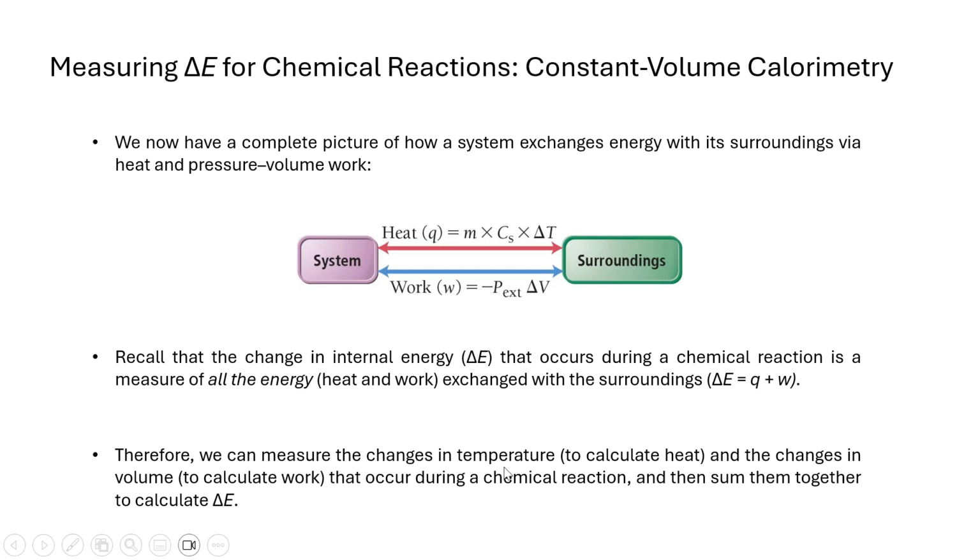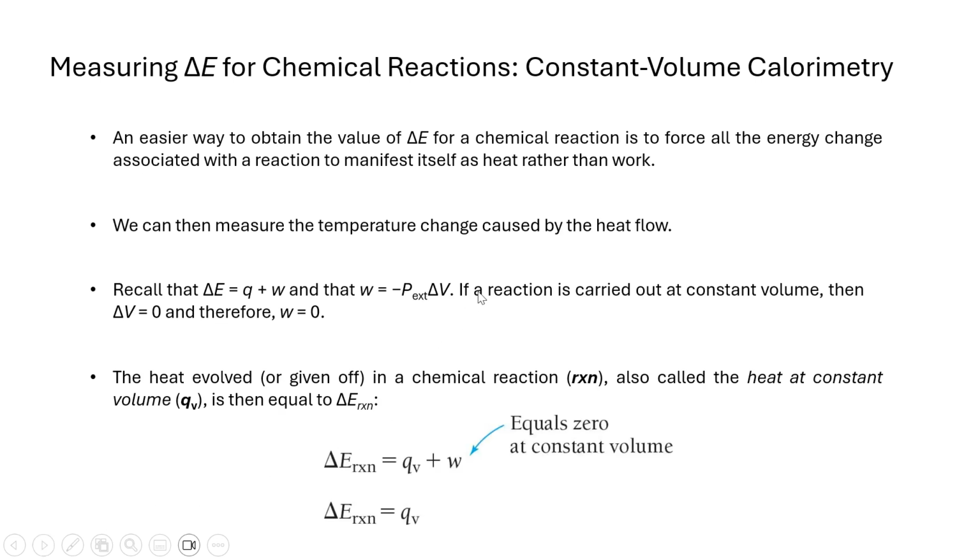As a result of that, we can measure the change in temperature and the change in volume in a chemical reaction. Right? And then you can just sum all of those together to calculate delta E. Okay? So it's actually a lot easier to calculate only one of them, right? Because when you have both heat and work going on at the same time, it's really hard to measure both of those quantities experimentally at the same time.